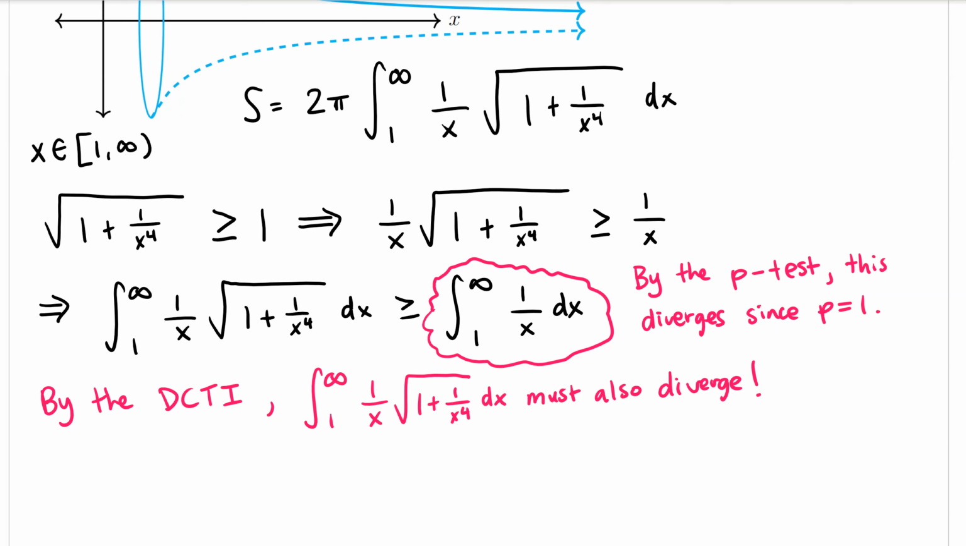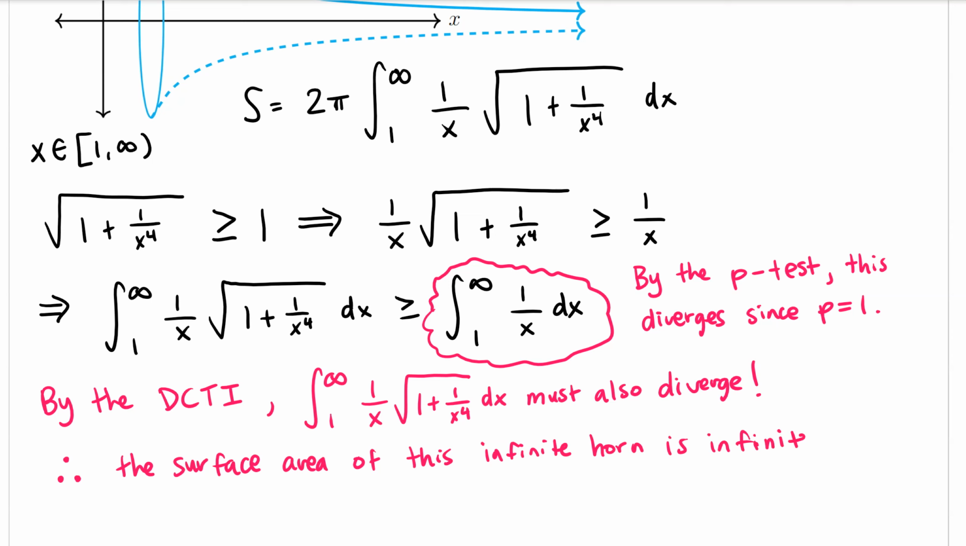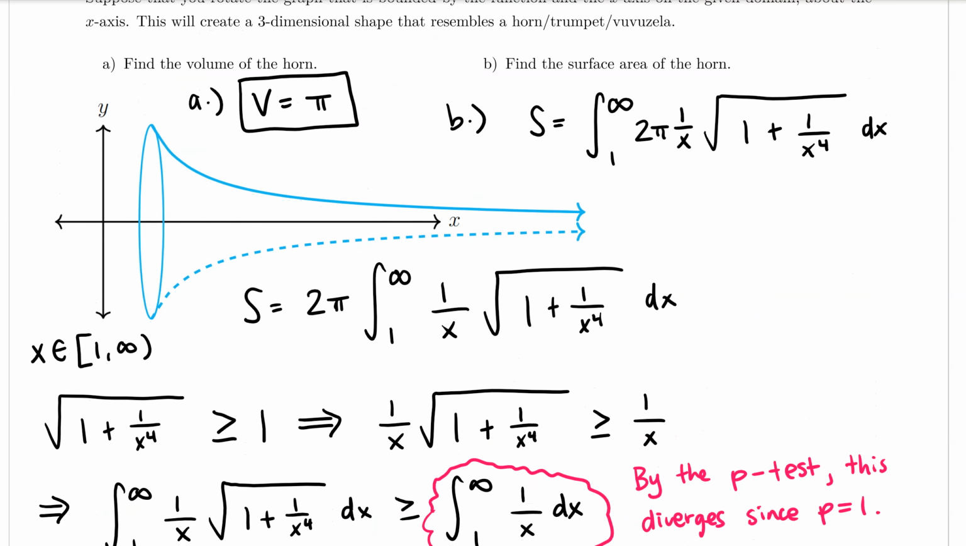So what does that mean? Well, the implication of that is therefore the surface area of this infinite horn is infinite. So coming back up here, the surface area is infinite.